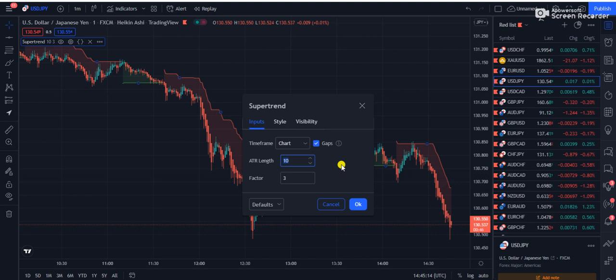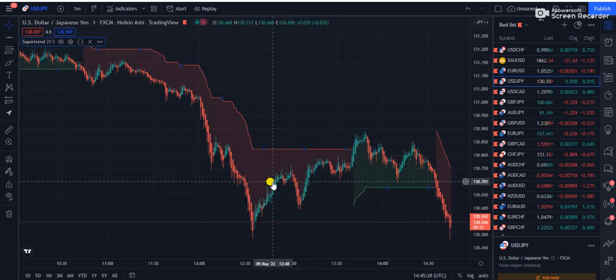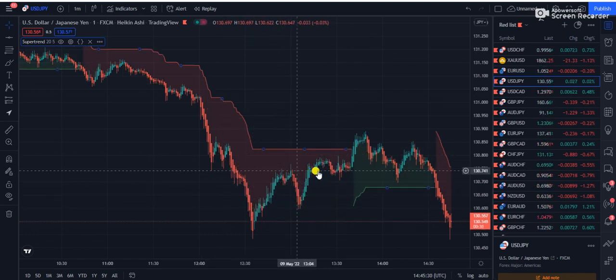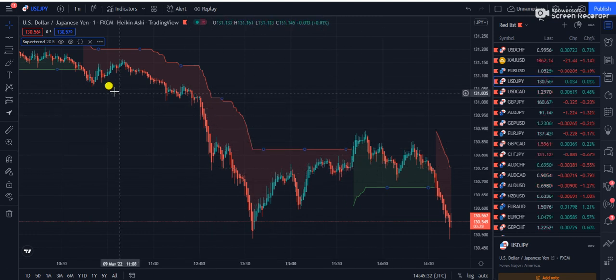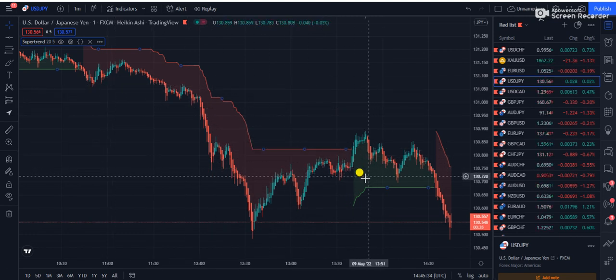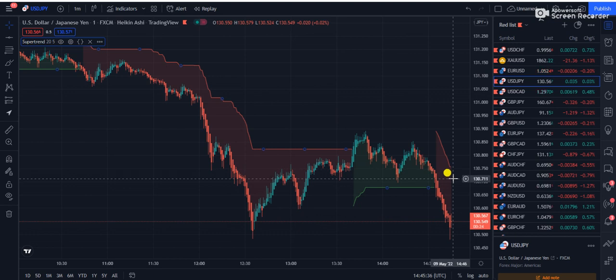So let's talk about here. Instead of 10 ATR length, guys, what I personally use is 20. Right, so the ATR length should be 20 and now the factor should be 5. Okay, now I'm going to press OK, then you will see. Okay guys, now you can see that there were so many false signals here. Now you can see the false signals are mostly removed and now the good signals are coming, right?